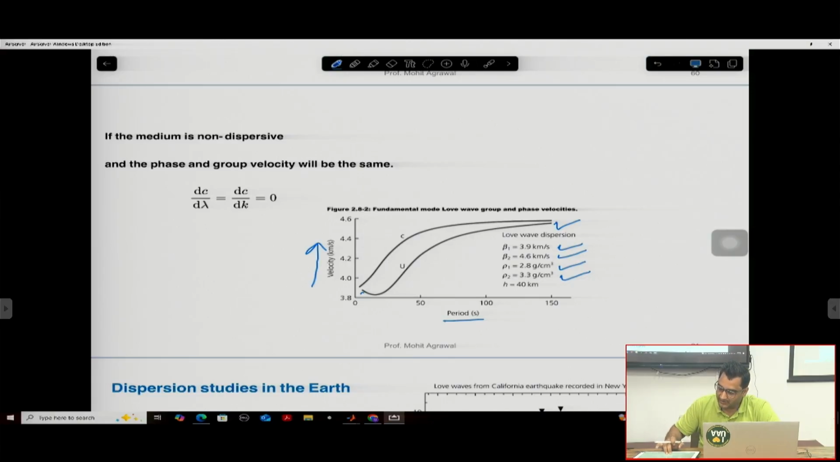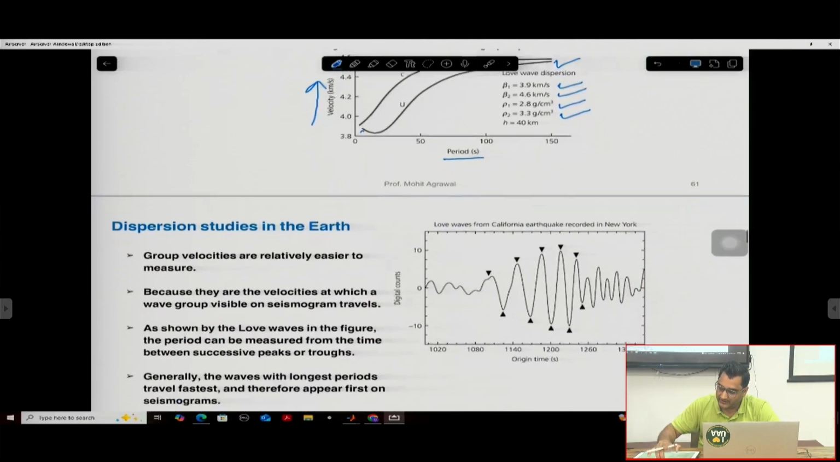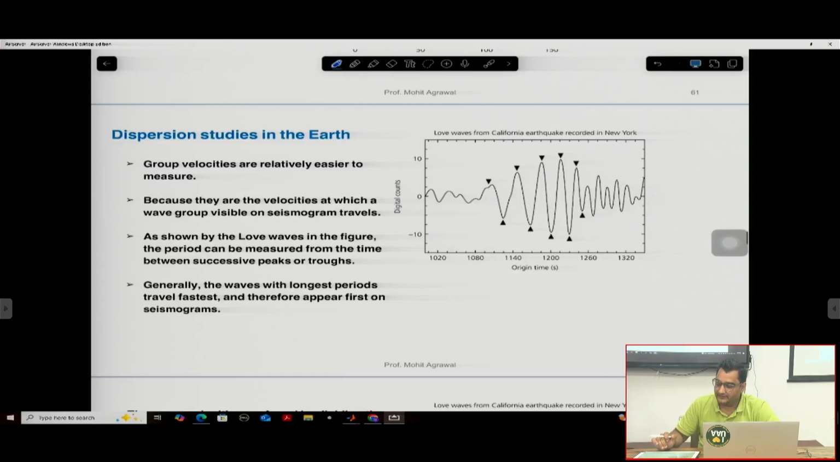Okay, so if we go further and would like to see the dispersion phenomena in a real earth scenario, you see here these Love waves recorded in New York for a Californian earthquake, and in these Love waves there are peaks and troughs. This is the trough, these are the peaks, all of these are marked.